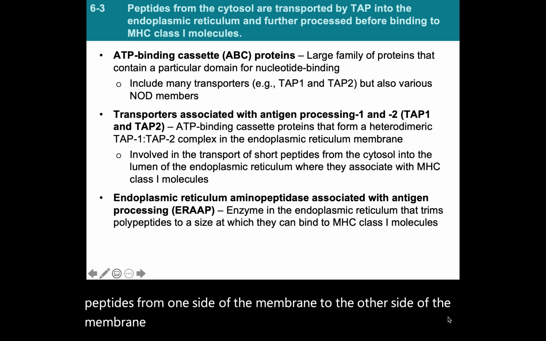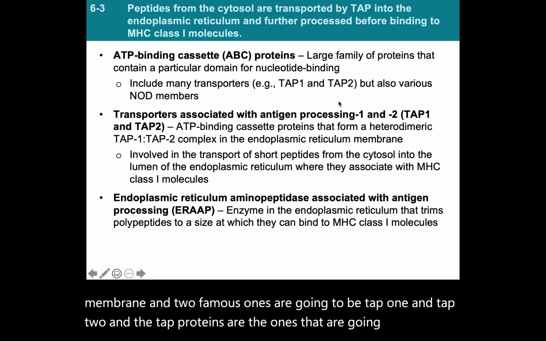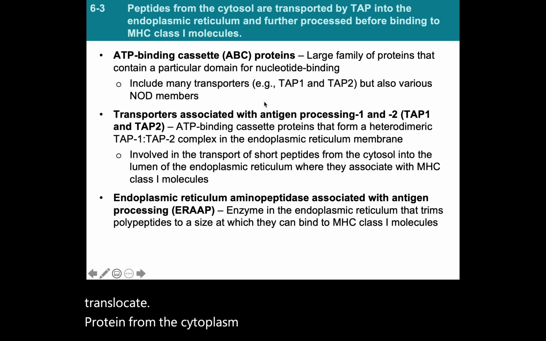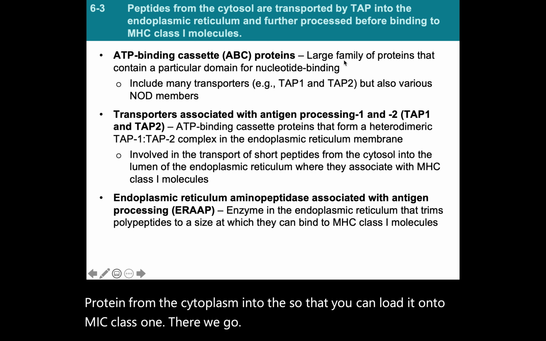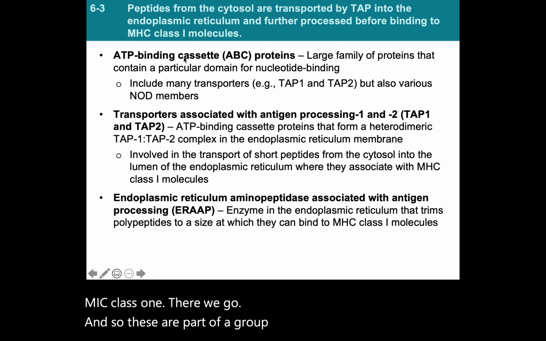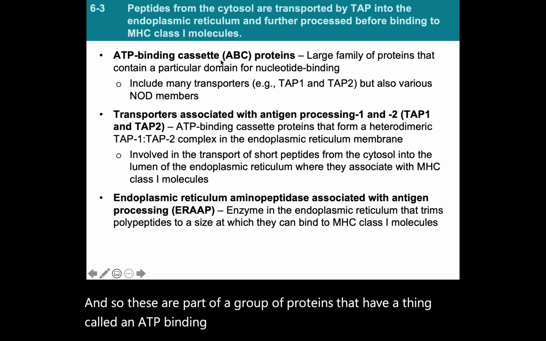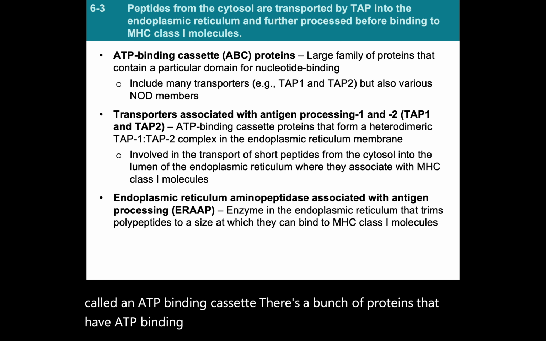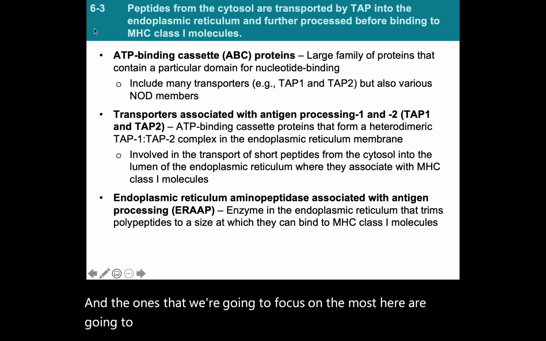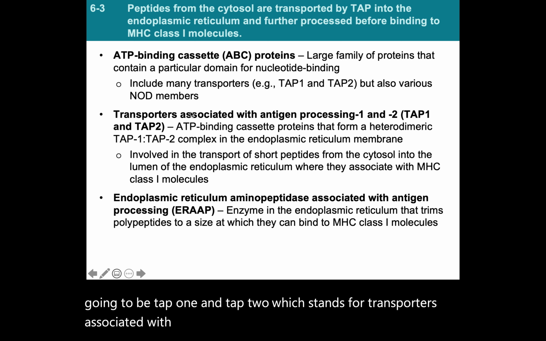Two famous ones are TAP1 and TAP2. The TAP proteins are the ones that translocate peptides from the cytoplasm into the ER so that you can load them onto MHC class 1. These are part of a group of proteins that have an ATP binding cassette, the ABC proteins. The ones we're going to focus on most here are TAP1 and TAP2, which stands for transporters associated with antigen processing.